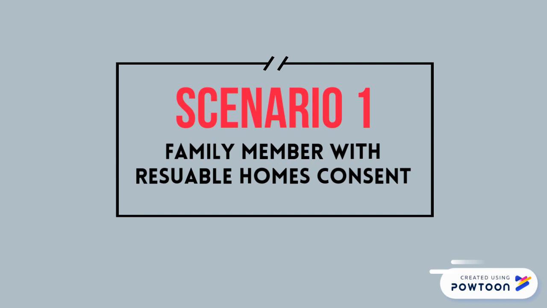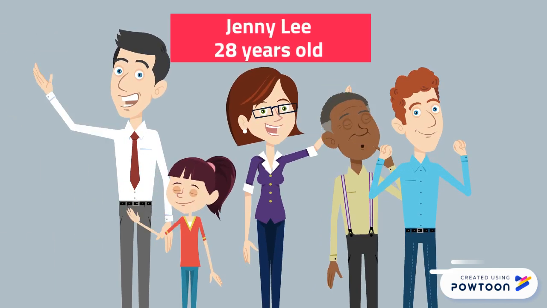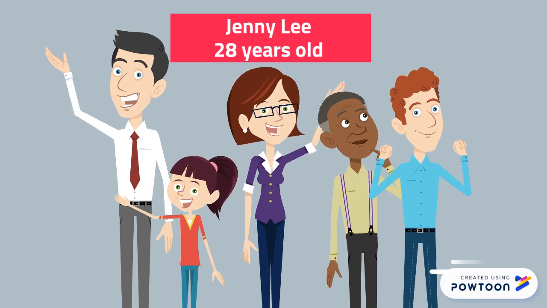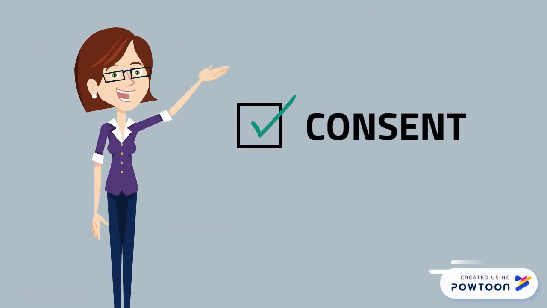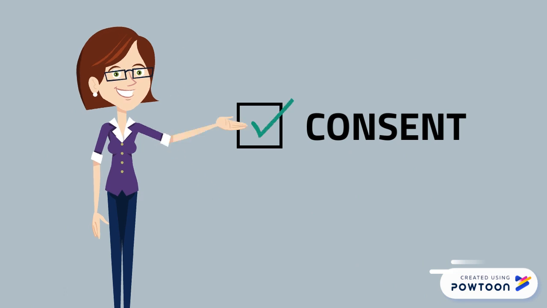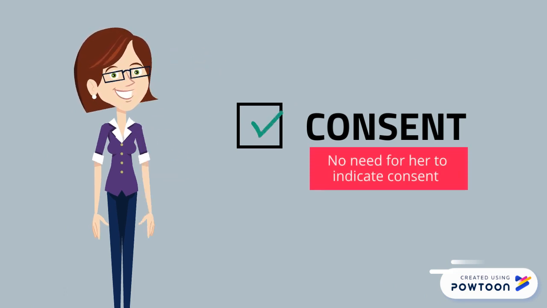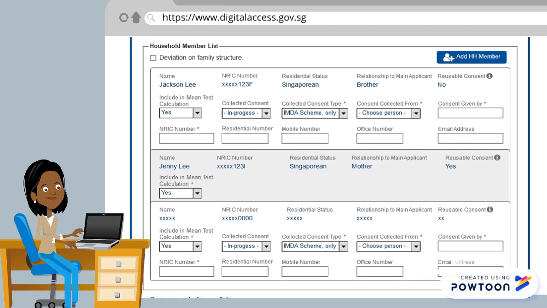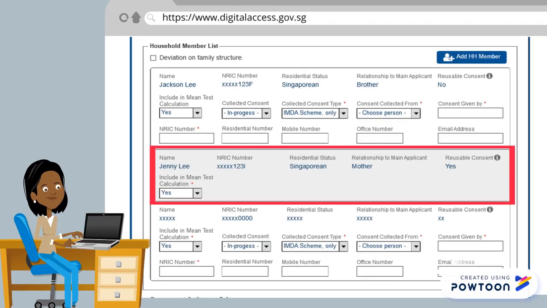Scenario 1. A family member with reusable HOMES consent. Let's take 28-year-old Jenny's family as an example. Jenny had previously given permission for her personal information to be reused. Hence, there is no need for her to indicate consent again. In this case, the system will automatically display her data and no information or action is required from her.